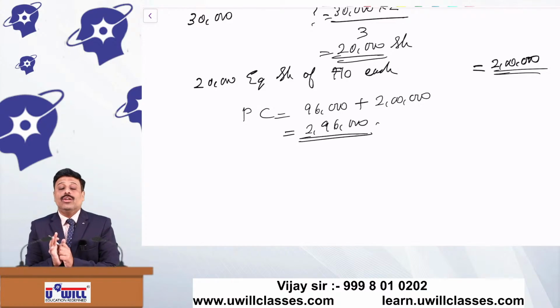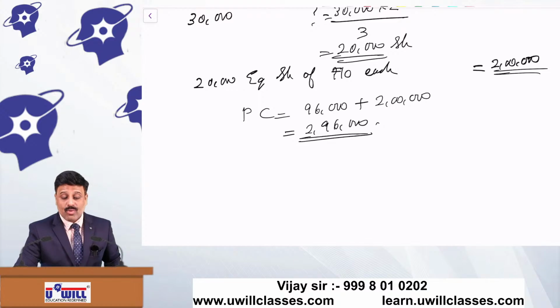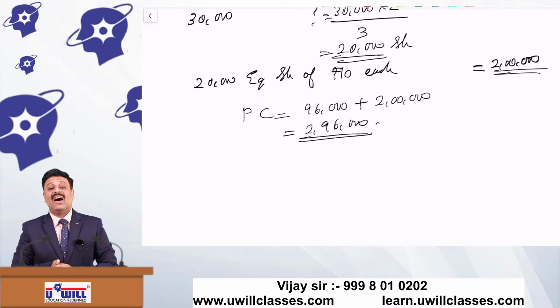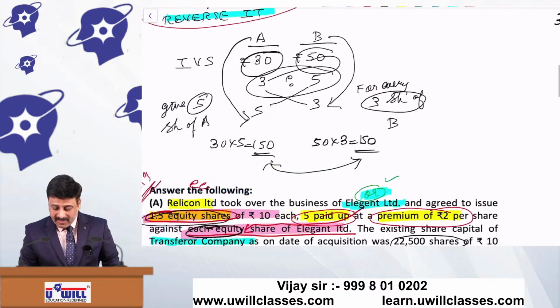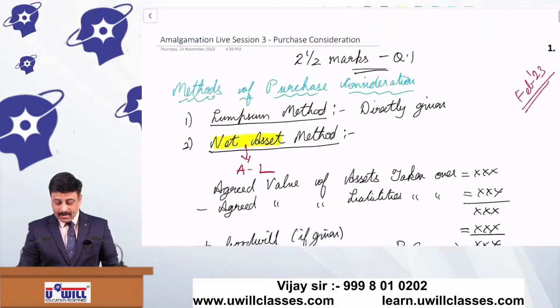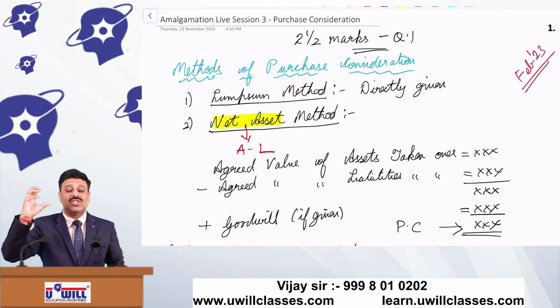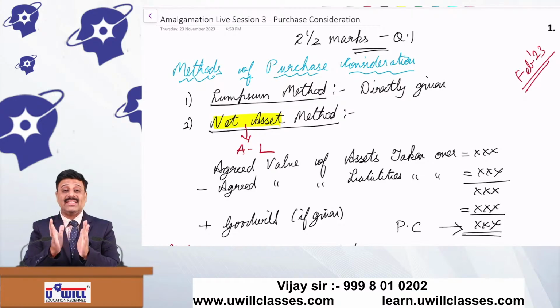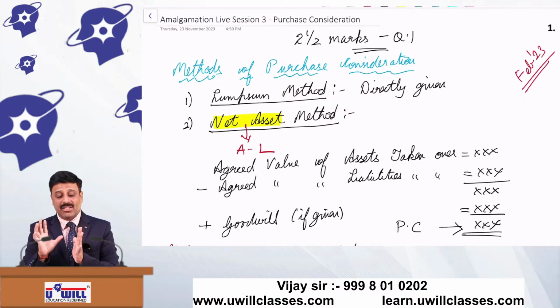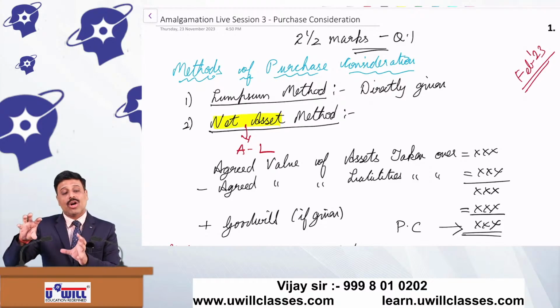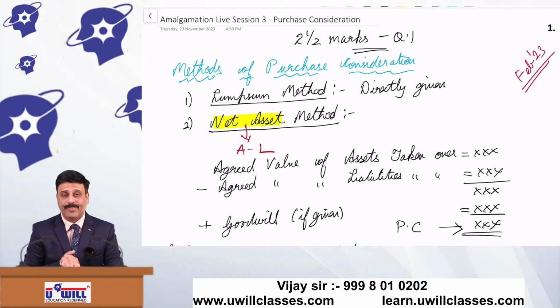Okay. So these questions are very important from 2.5 marks point of view. I will be putting the link of these 3 questions, so you can download the soft copy of that and you can re-practice the same questions again. But most probably in question 1 for 2.5 marks, you'll get compulsorily these kind of short questions of purchase consideration.